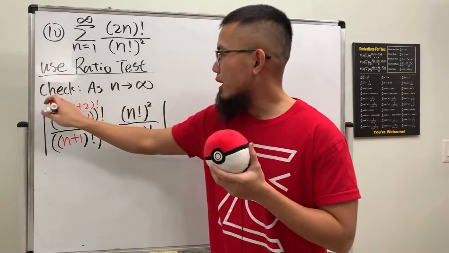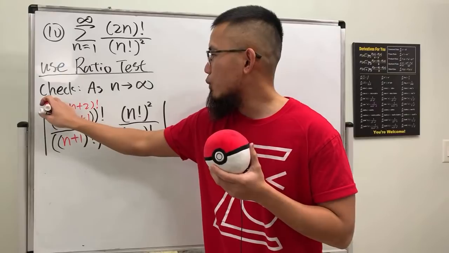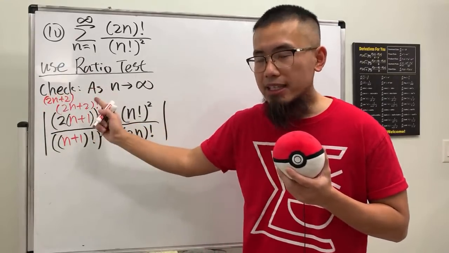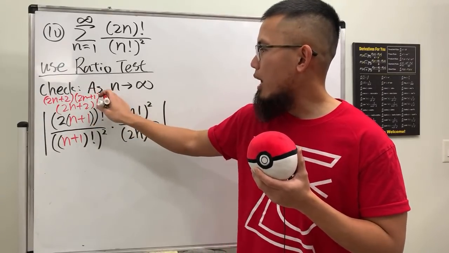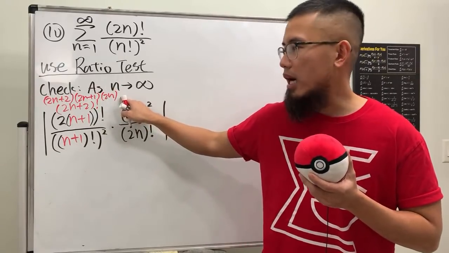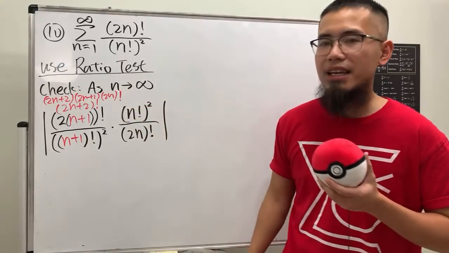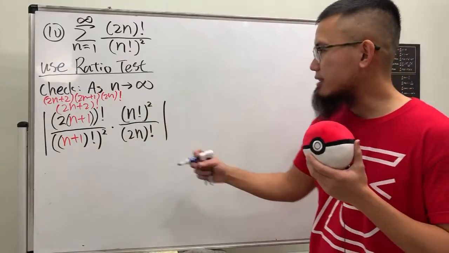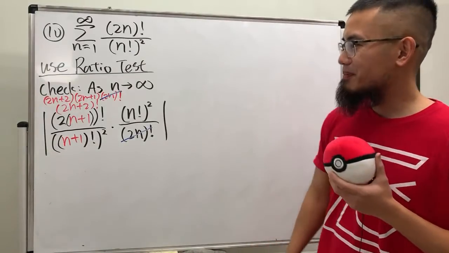Well, this right here is what? To break down (2n plus 2) factorial, we start with the inside, which is 2n plus 2, times the next one, which is 2n plus 1, and then you go down by 1, which is 2n, and then you go down by 1, which is 2n minus 1, and so on. But you know what? We can just factorial this guy. And you see this and that cancel each other out very nicely. So go ahead and do that.